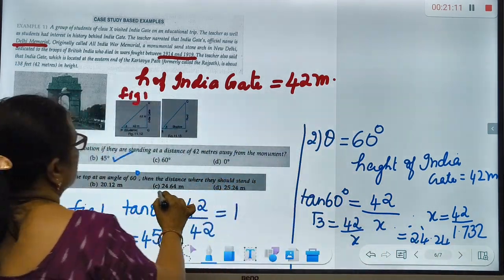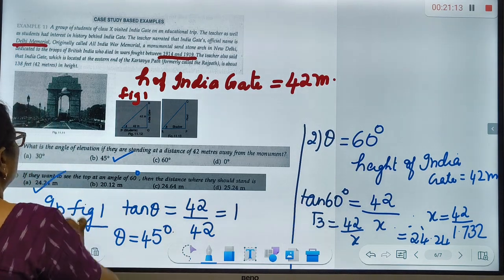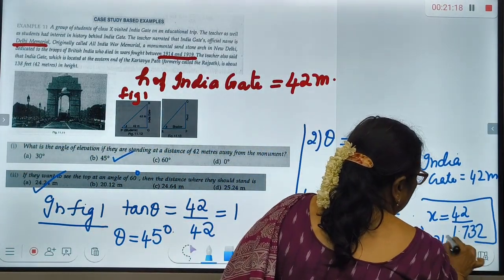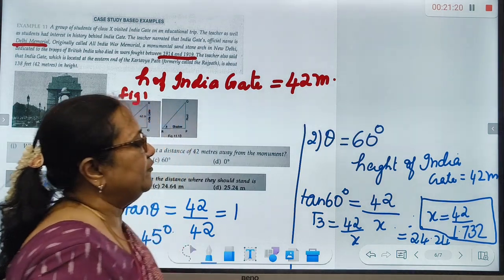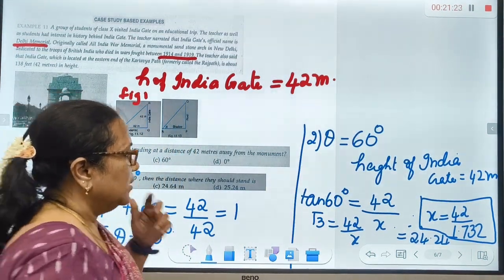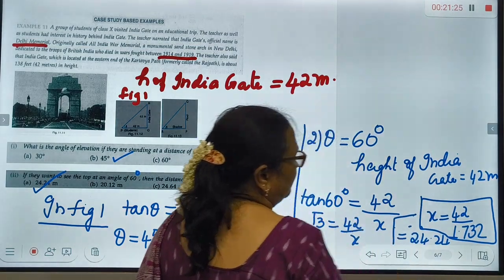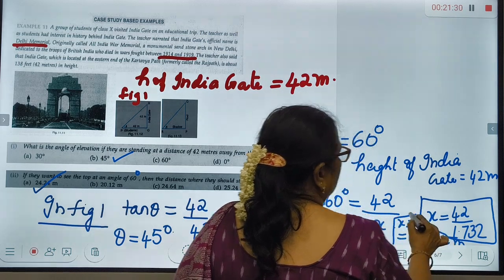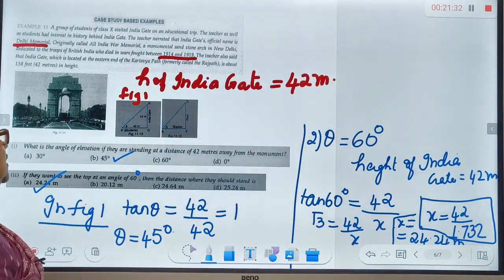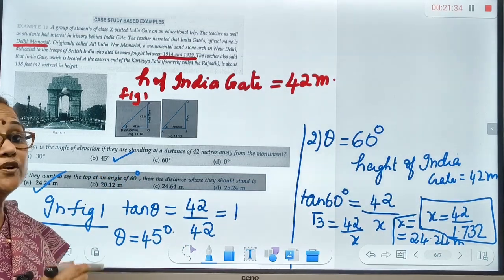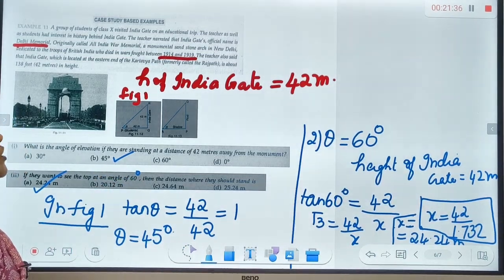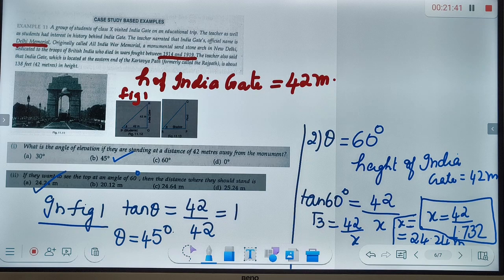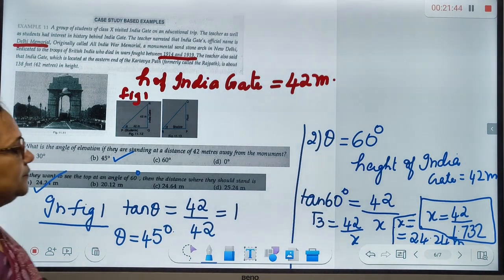So the answer is 24.24 meters. This calculation I am not doing, I am just leaving it to you. But you will see that when you divide 42 by 1.732, you get 24.24 meters. So x is equal to 24.24 meters. So they should stand at a distance of 24.2 meters in order that the angle of elevation is 60 degrees. Is it clear?